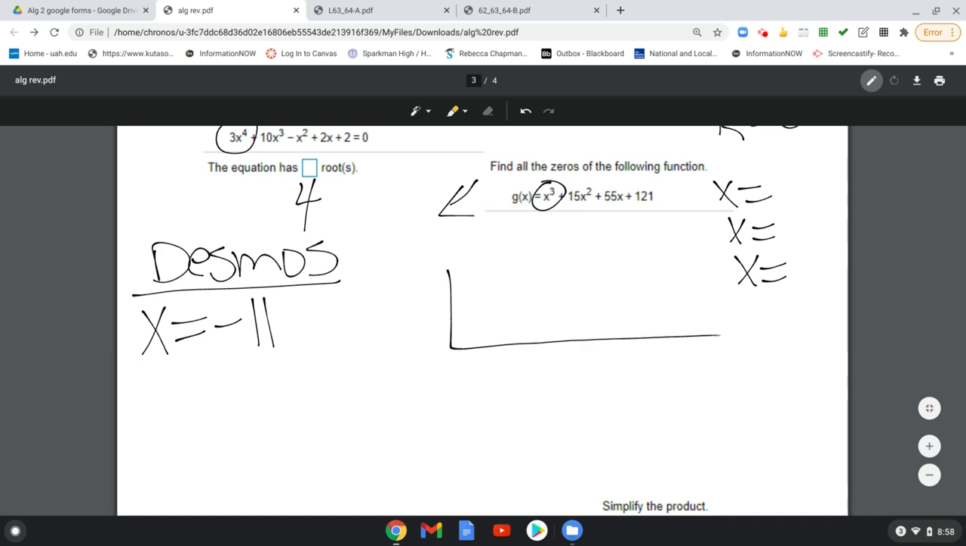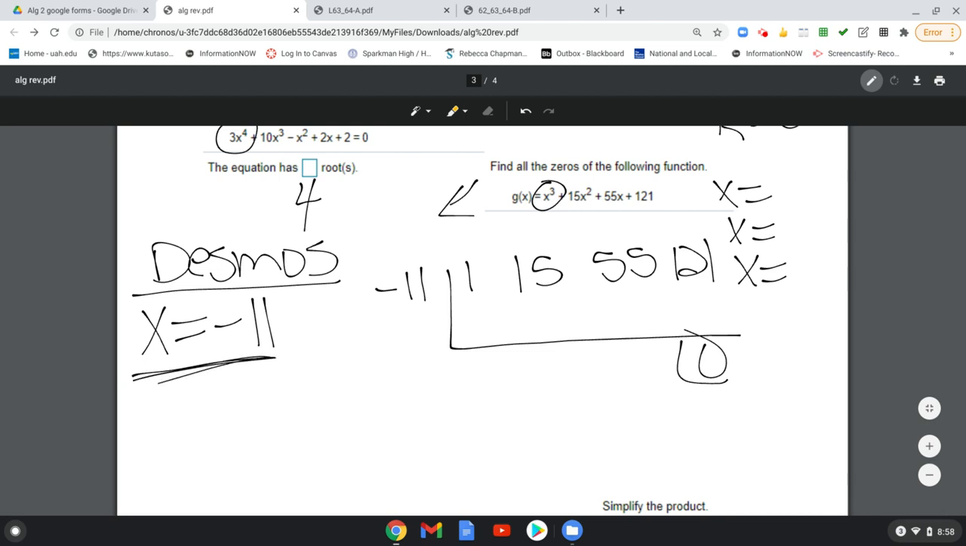So when I do my division, I'm going to divide by -11, with 1, 15, 55, 121. Now remember, if you pull this number off that graphing calculator, because that's exactly where your graph crosses the x-axis, then you should get 0 as a remainder. If not, something is wrong. Double check your math and double check that x-intercept on your calculator.